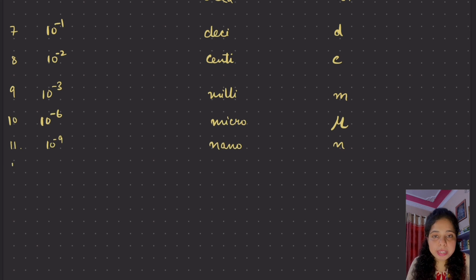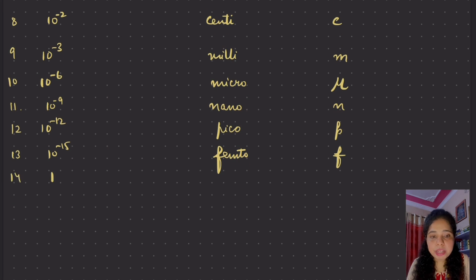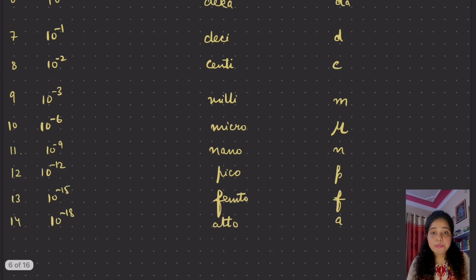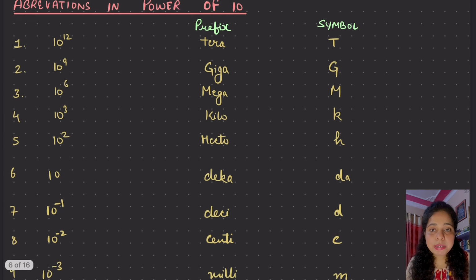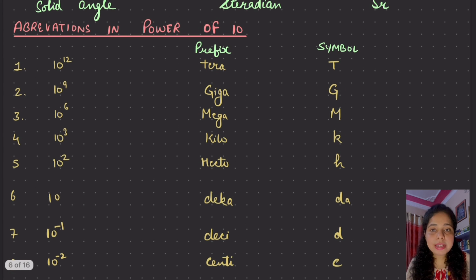Again, 10 raised to power minus 12 is called pico, P-I-C-O, and it is represented by small p. Similarly, 10 raised to power minus 15 is called femto, F-E-M-T-O, and is represented by small f. Then 10 raised to power minus 18 is called atto, A-T-T-O, and is represented by small a. So this is all about the other basics of the physical world and measurement.